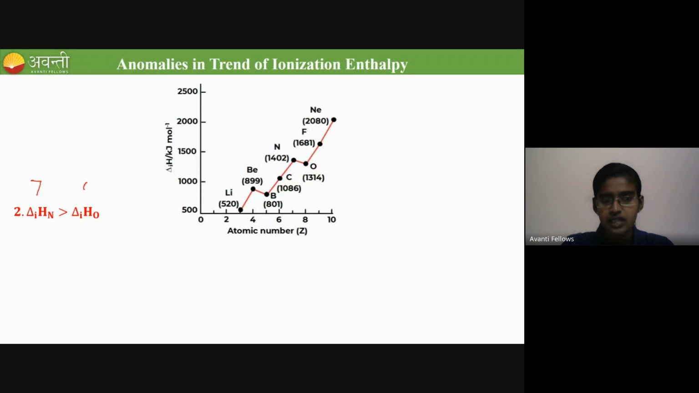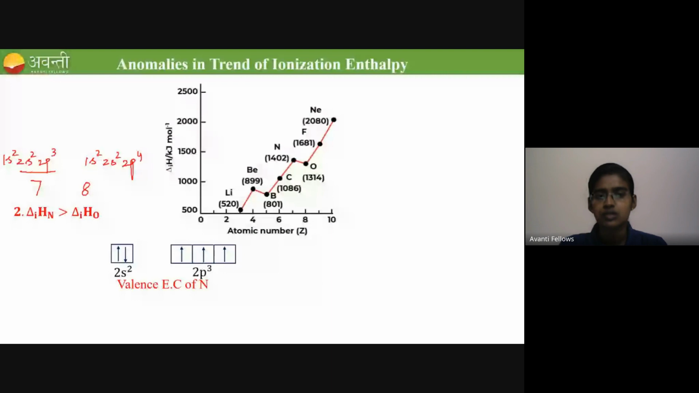The electronic configuration for nitrogen is 1s2, 2s2, 2p3, and for oxygen it is 1s2, 2s2, 2p4, right? So now this is the valence shell. For nitrogen it is 2s2, 2p3, and for oxygen, the second shell is again the valence shell.